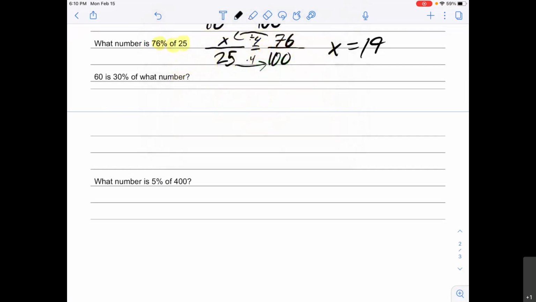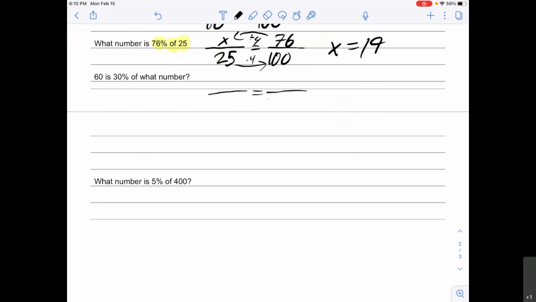All right, see if you can do the next one. Again, things moved around a little bit, so be really, really careful. See if you can pause the video, set up the proportion and solve it, and then restart the video to check your answer. So this 60 is 30% of what number?